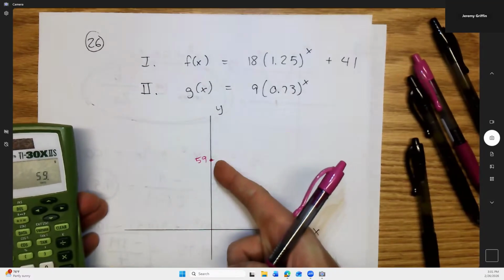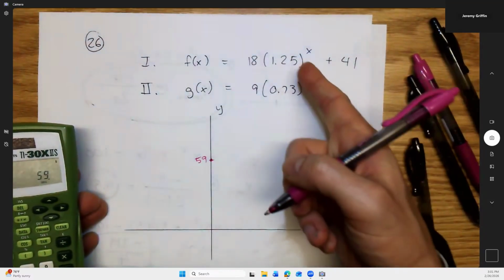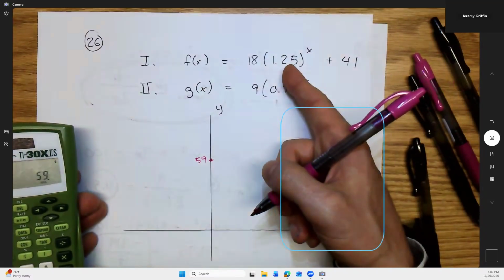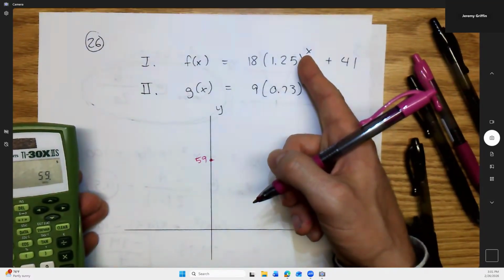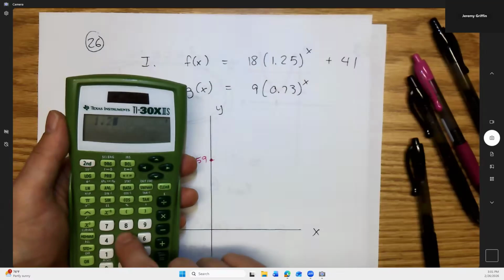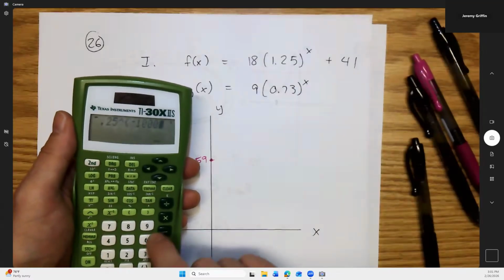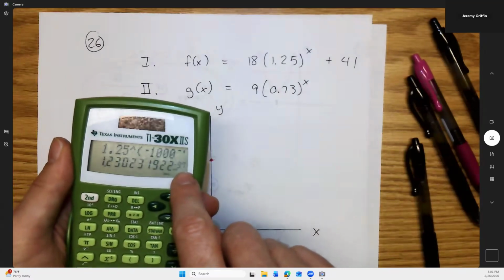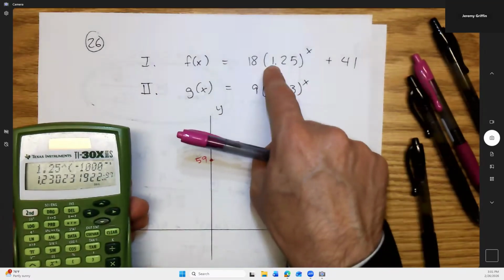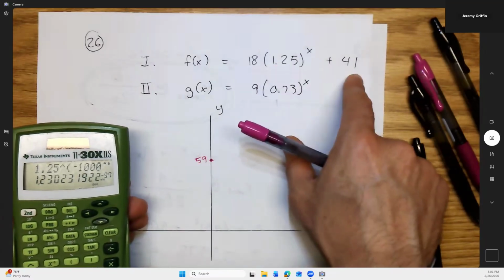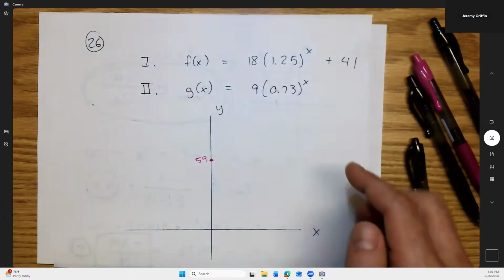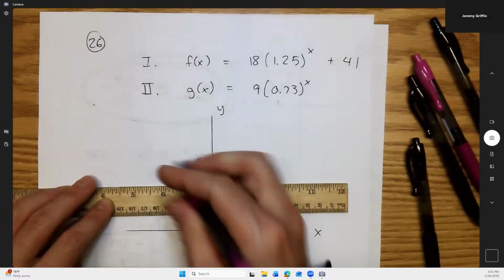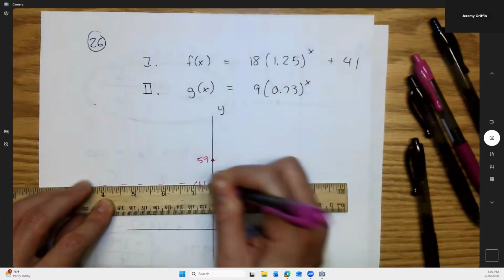That's 1 point. And how about if you plug in negative infinity for x? What's 1.25 to the negative infinity? I mean, 1.25 to the negative 1,000 is 10 to the negative 97. That's 0. So this whole bit is 0, and 0 plus 41 is what? 41. So if I put 41 on the board, that's going to represent a horizontal asymptote going to the left. Notice I said negative infinity for x.